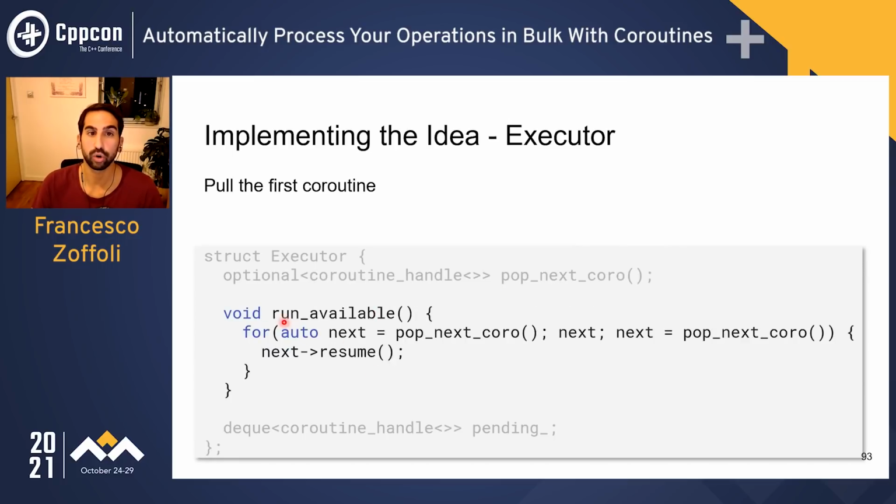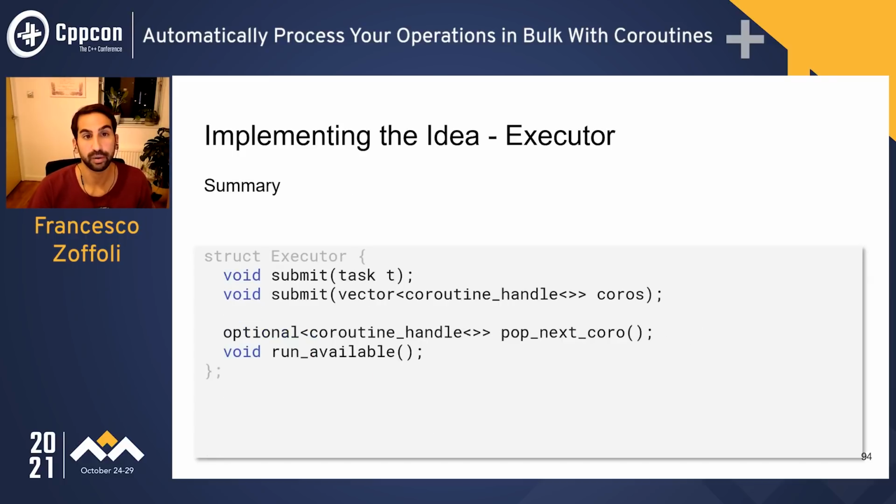Following that, we are going to implement run available. This one is going to call pop next coro until it consumes all of the coroutines available. And it's going to call resume on each of these coroutines. So, for example, once a coroutine which has been suspended is submitted to the executor, run available is going to resume it. Note that here we can't use a for loop over all of the deque, because the deque is going to change inside the resume. And I'm going to tell you where in the later implementation.